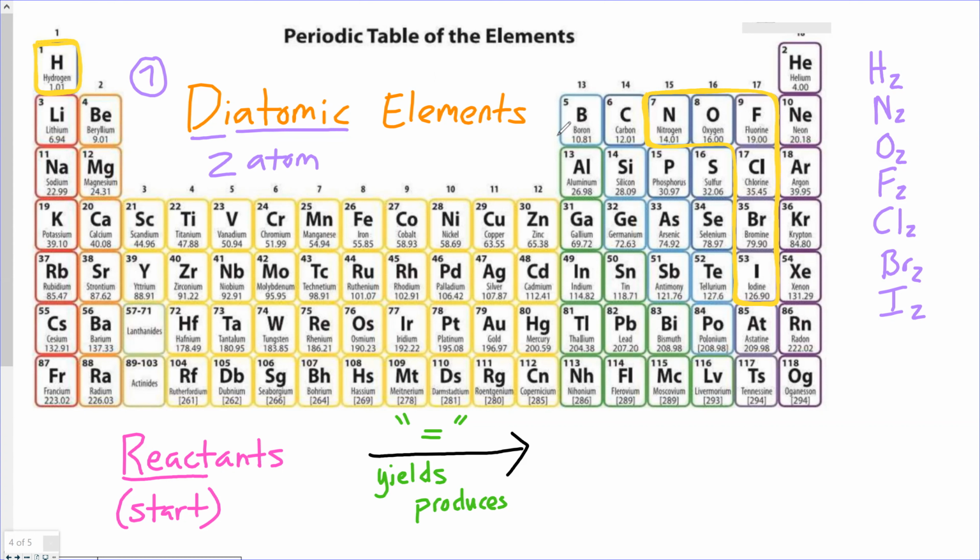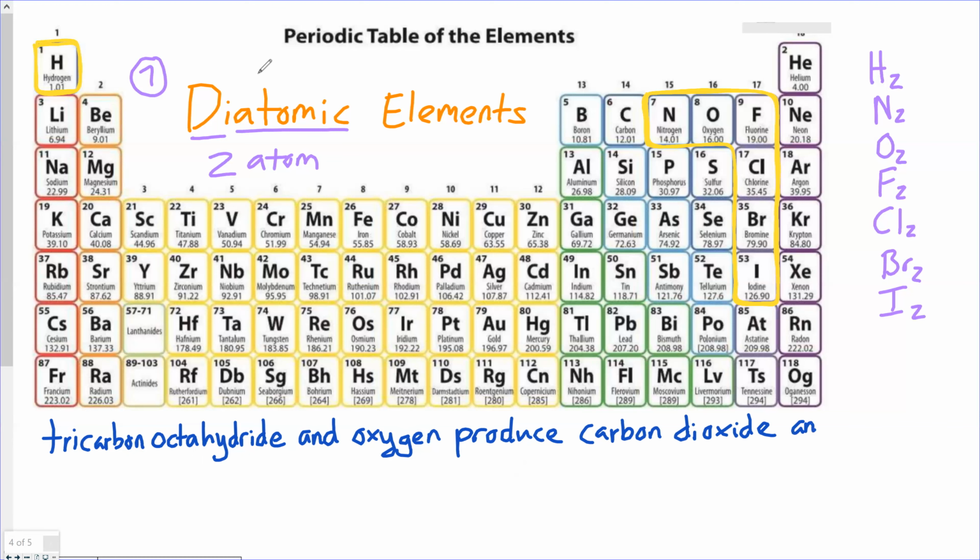Now, eventually, we're going to get to the point where I'm going to stop after the word produce, and you're going to be able to tell me what it makes on the other side. We're going to learn how to do that too. All right, so this is the kind of stuff we'll be looking at on Wednesday.